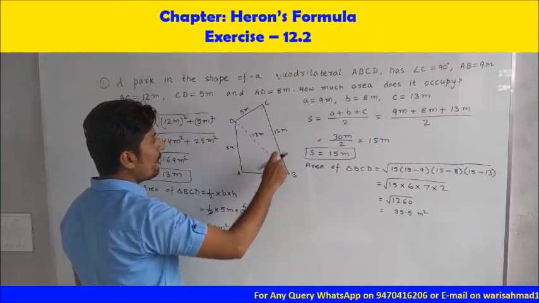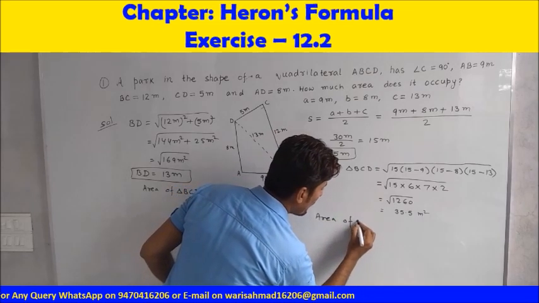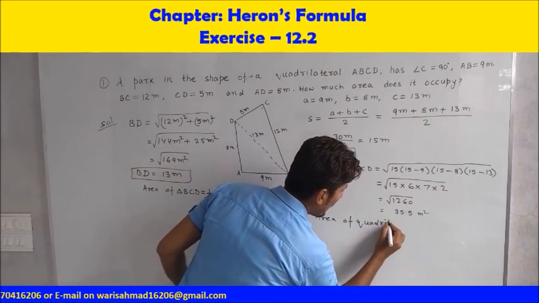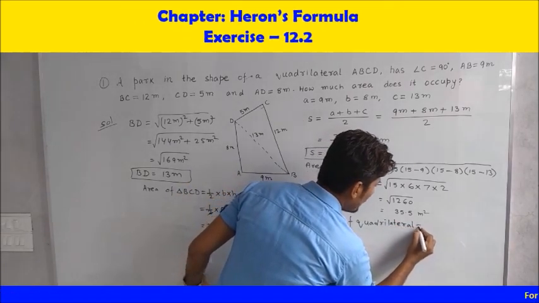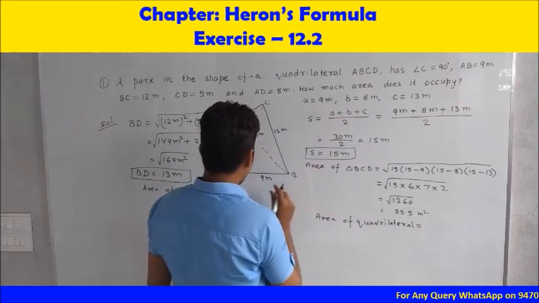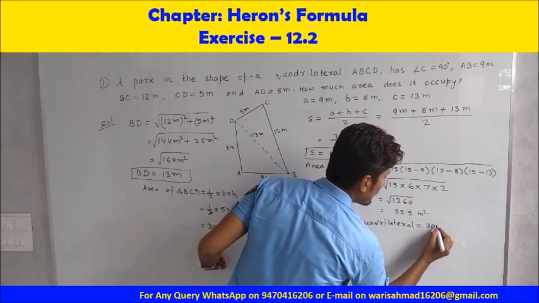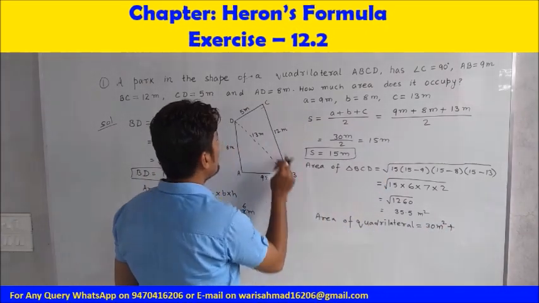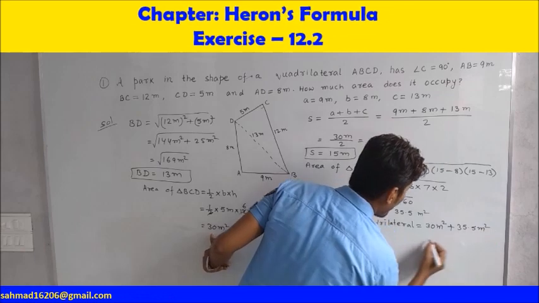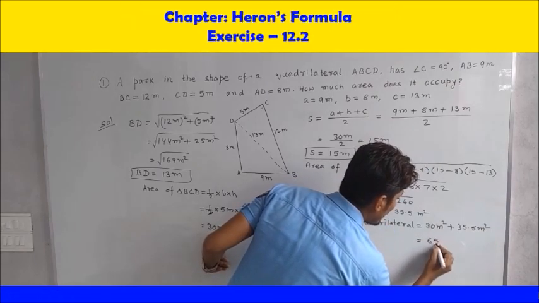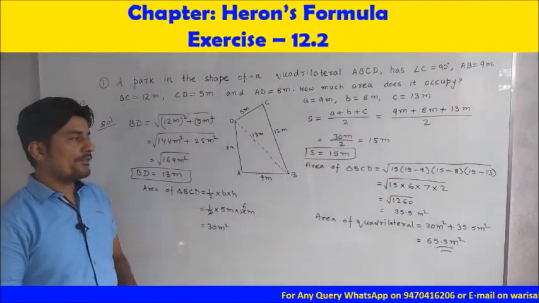Now, area of quadrilateral ABCD is equal to area of triangle BCD, which I have calculated as 30 meter square, so we can write here 30 meter square plus area of triangle ABD, that is equal to 35.5 meter square, and the final value will be equal to 65.5 meter square. So this is the final solution of this question.